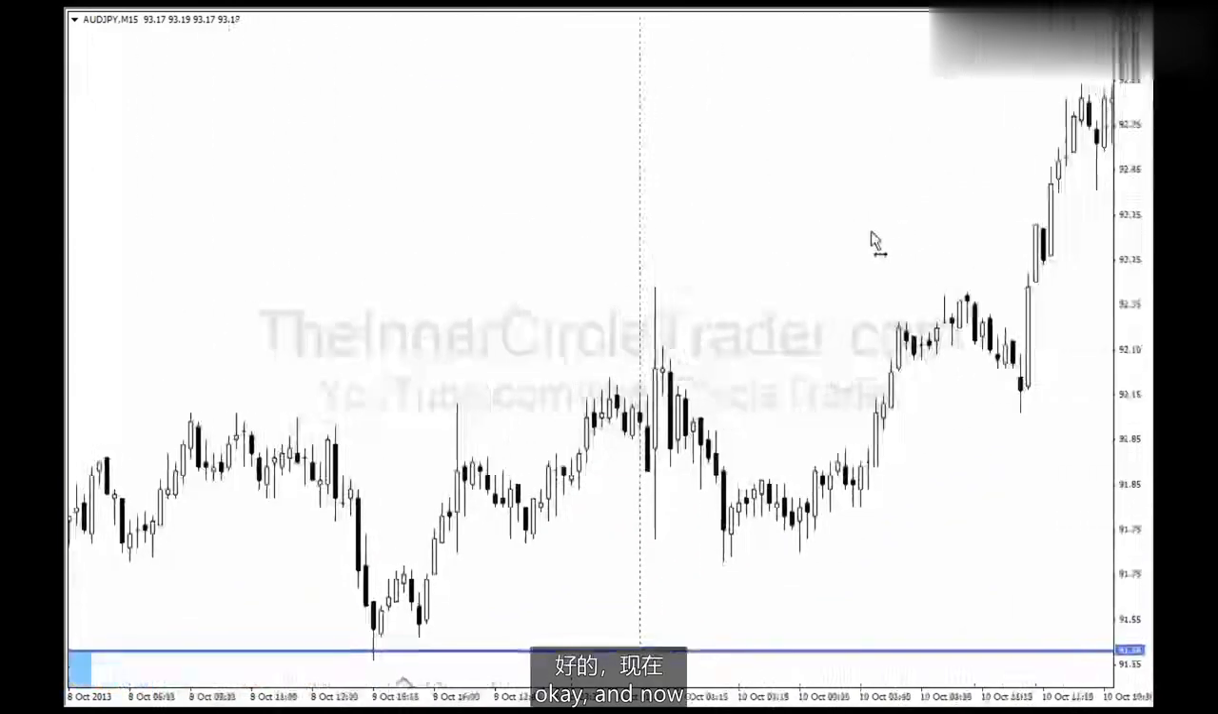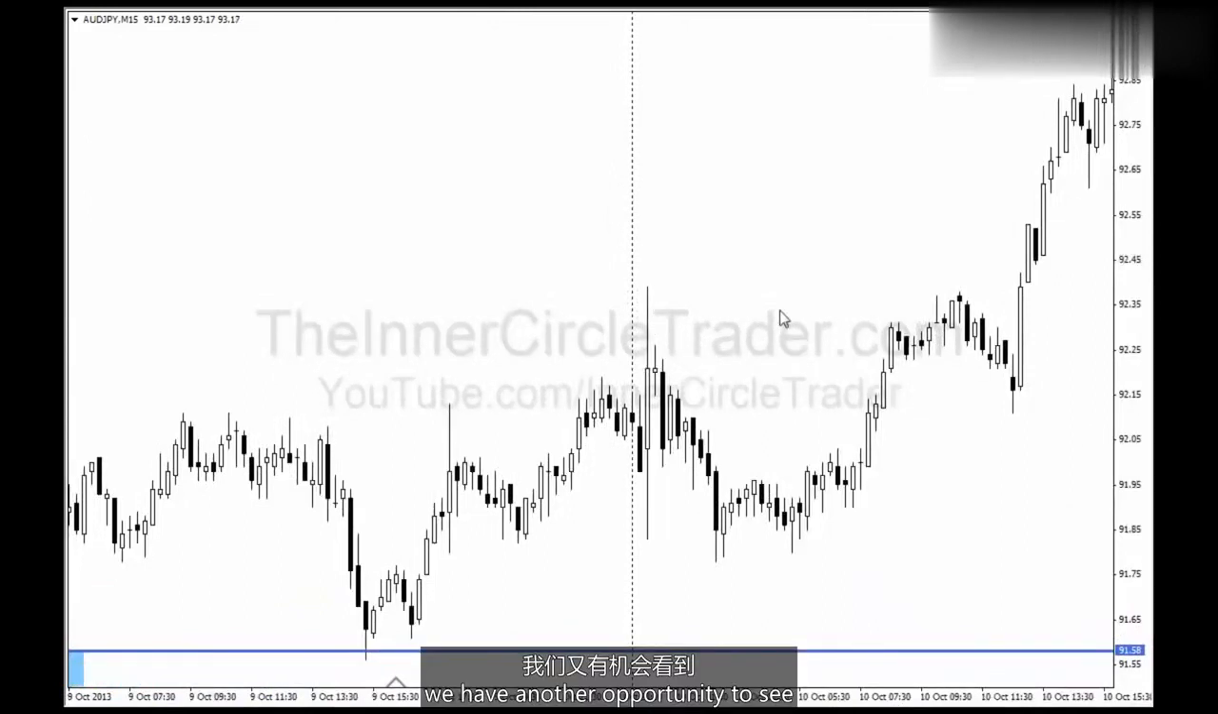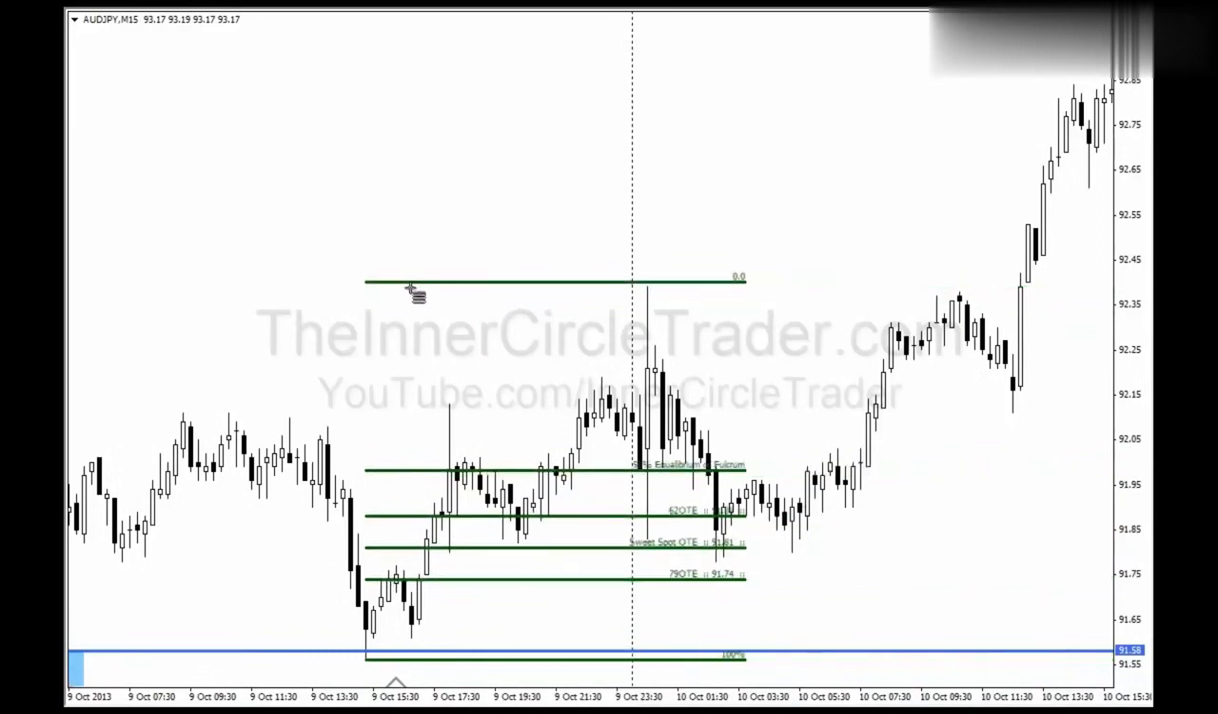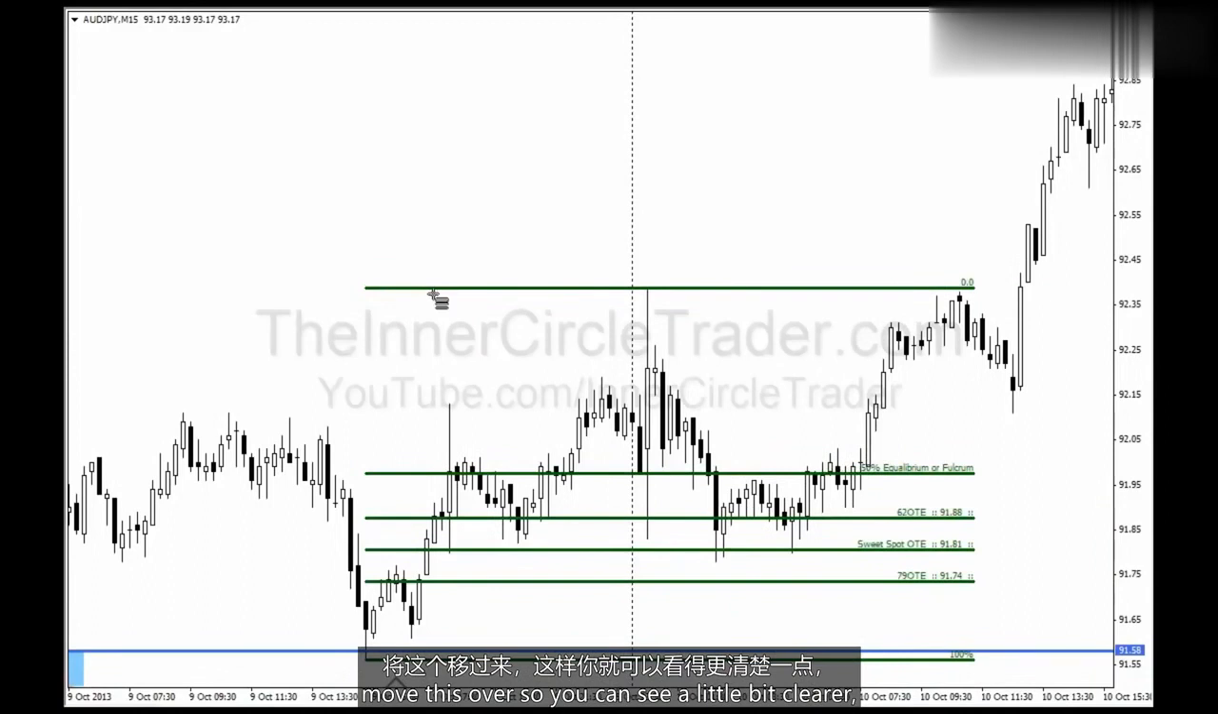Okay, and now we have another opportunity to see another optimal trade entry here using this range. So move this over so you can see a little bit clearer. We have the low here trading back down. Now as price moved off that larger order block level, price is starting to retrace. Would we expect it to come back down to there? Obviously, in an ideal world, we don't want to see that happening.